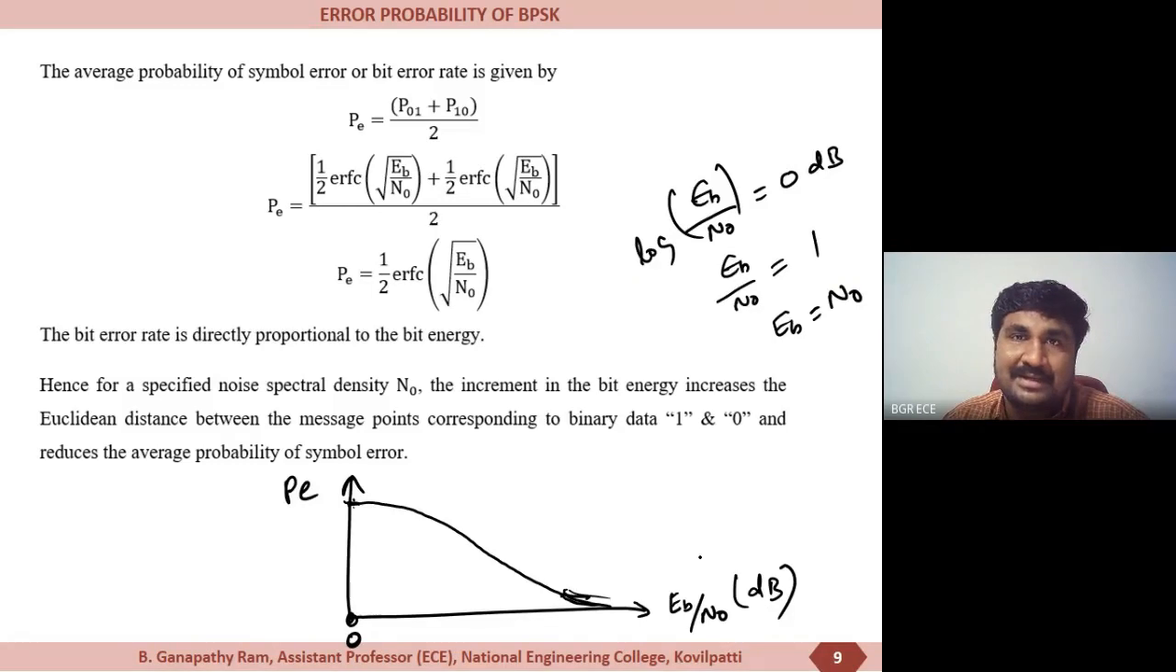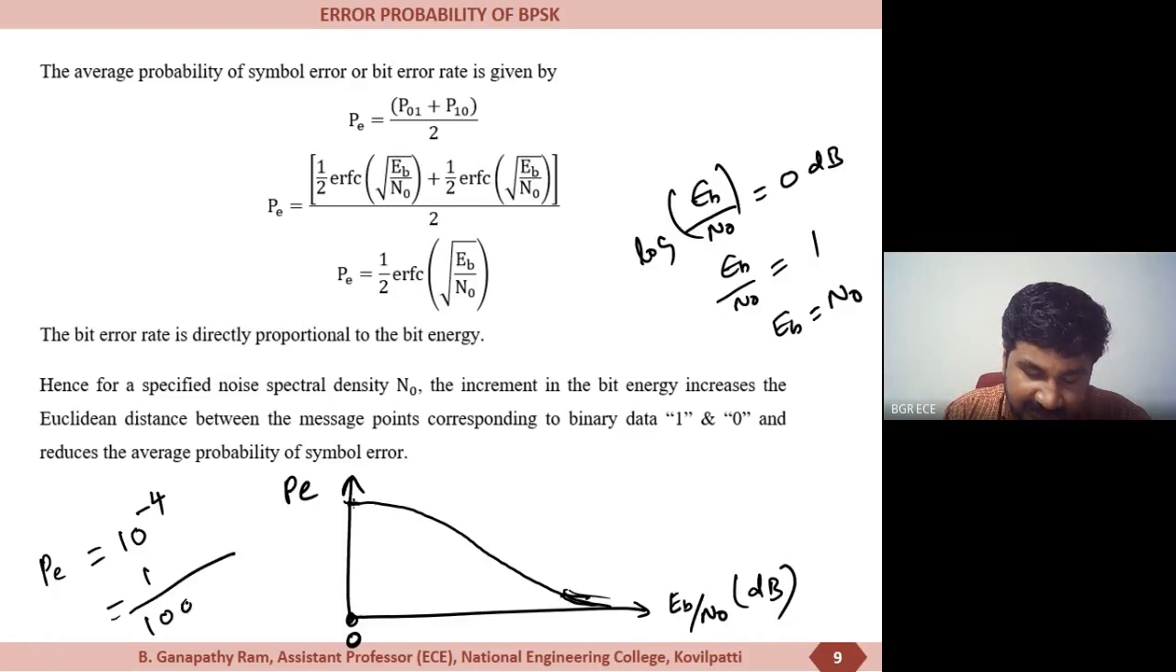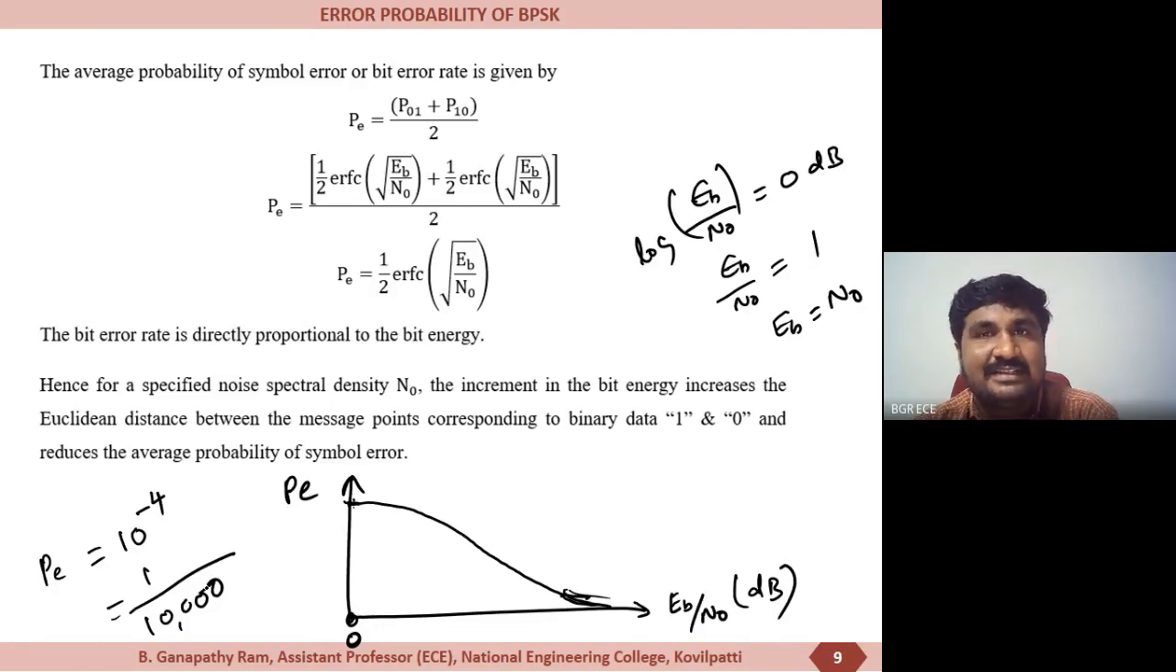But this will not happen, and we cannot have such ideal systems. So we can tolerate some number of bit errors in the overall received symbols. That is, if the probability of error is 10 to the power minus 4, then it is tolerable. That is, if 1 bit is in error when 10,000 bits are transmitted, then we can say that particular transmission is good enough.